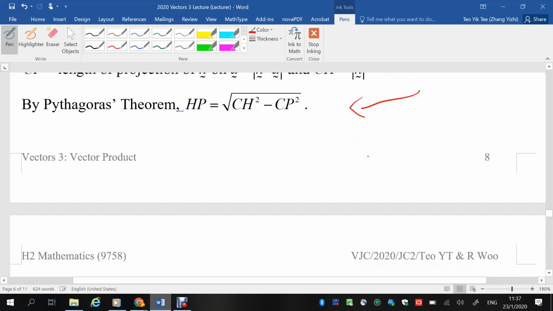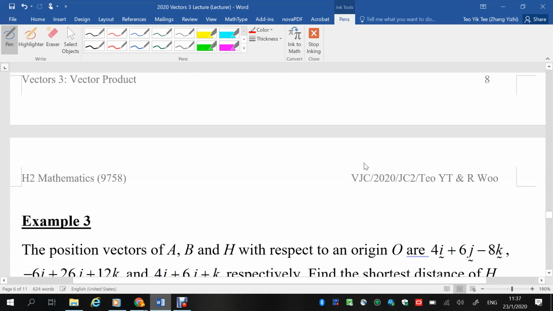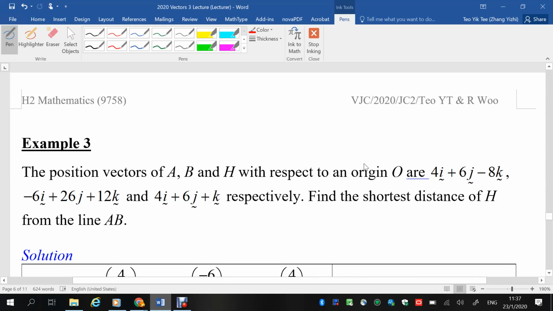So, a lot of theory. Let's use one example to run you through the concepts that we have just gone through.